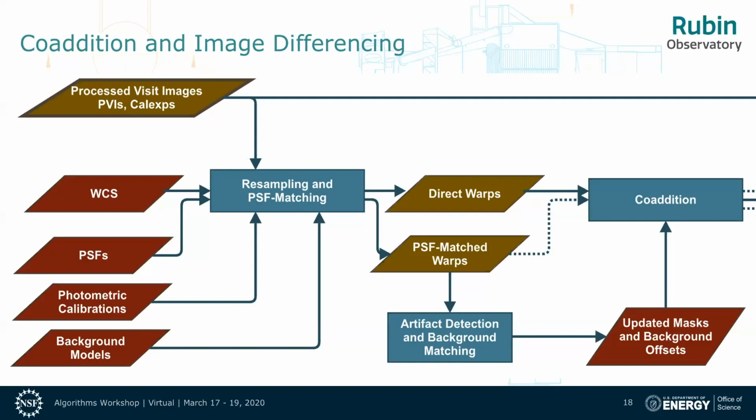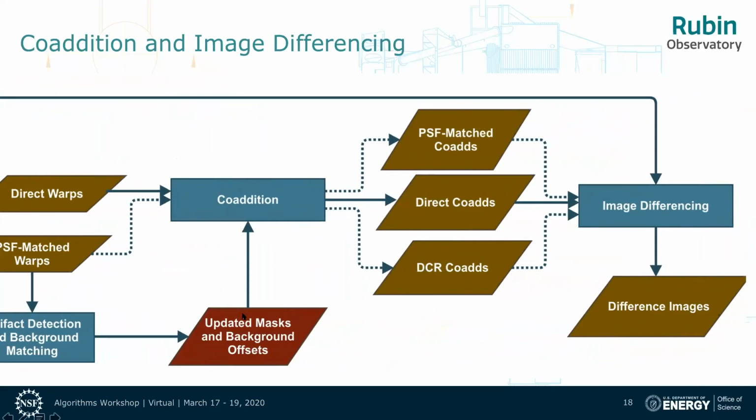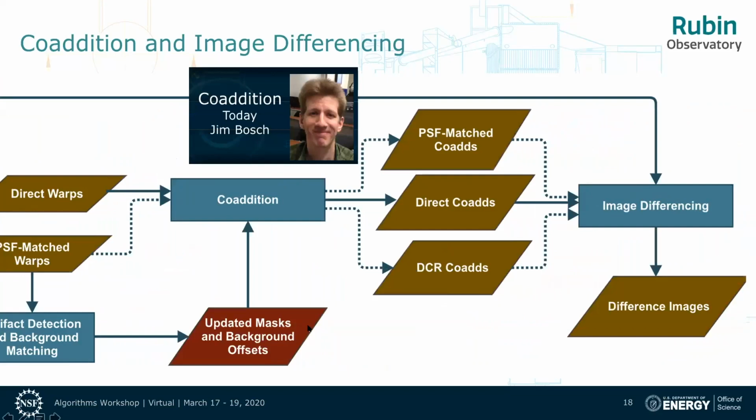So we'll talk more about artifact rejection later. But this procedure gives us updated masks with which to mask these satellite trails, asteroids, etc., and background offsets. Jim Bosch is going to be talking about coaddition later today. He'll go more into the artifact rejection procedure and how we build coadds, but also how we plan to use coadds as templates for image differencing, for deep detection, and, spoiler alert, for measurement as well.